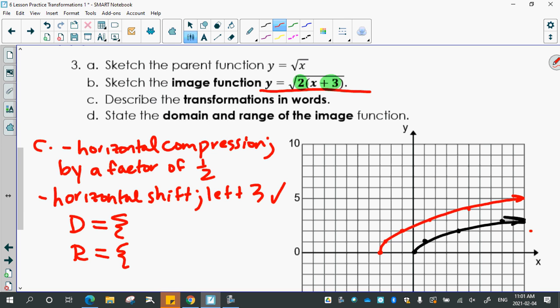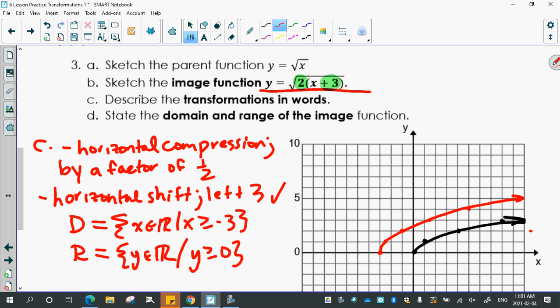I didn't even think about the domain for this one. Jack? Every real number as long as x is greater than or equal to. Yes, good. Every real number as long as x is greater than or equal to -3. And how about the range? Jack? Every real number as long as y is greater than or equal to. Good. Yes. Perfect. Okay. Awesome.